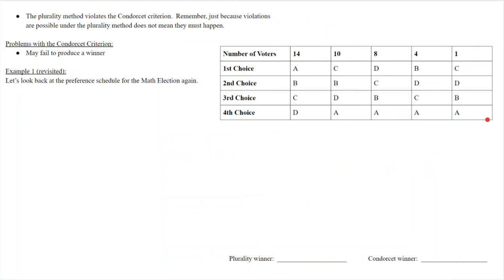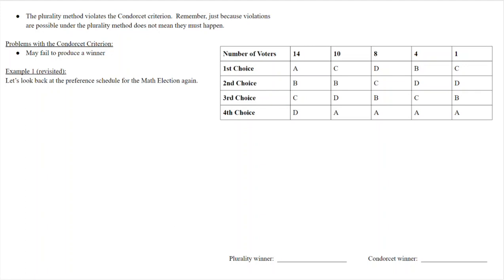Now, the plurality method violates the Condorcet criterion because we have a Condorcet candidate. We have the Hula Bowl that won all 4 head-to-head matchups, but did not win via the plurality method. The other thing is, the issue with the Condorcet criterion is you might not have a winner, because you only have a winner if someone wins all of their head-to-head matchups.